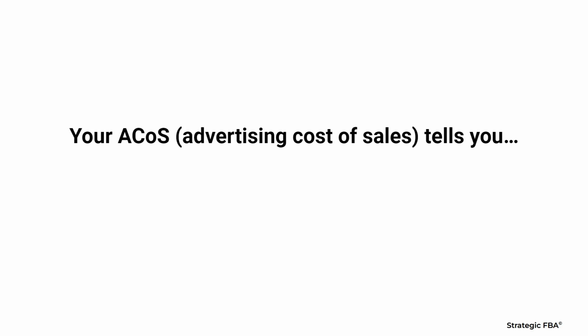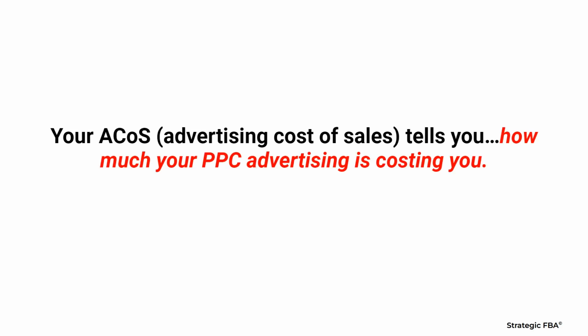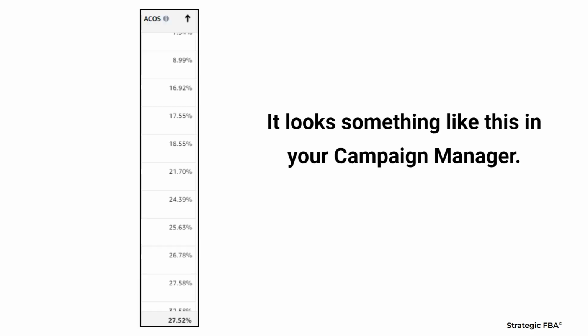So your ACOS, which is your advertising cost of sales, tells you how much your PPC advertising is costing you, exactly as it means, right? Advertising cost of sales is how much your PPC is costing you to generate a sale. And in your campaign manager, it might look something like this.